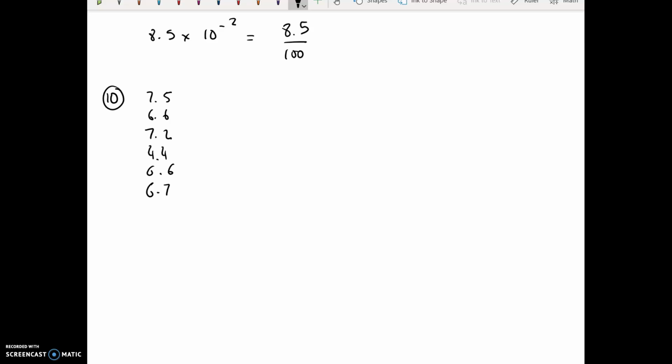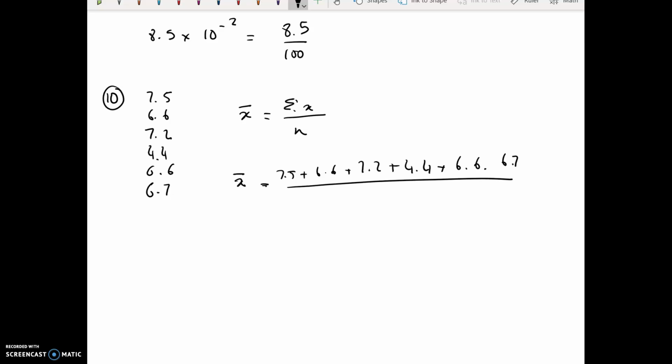The mean, usually noted with a bar above, is going to be the sum of the data divided by the number of data. So in that case, the mean is going to be 7.5 plus 6.6 plus 7.2 plus 4.4 plus 6.6 plus 6.7, and I will have to divide by 1, 2, 3, 4, 5, 6 numbers. All right, I will let you finish the calculation.